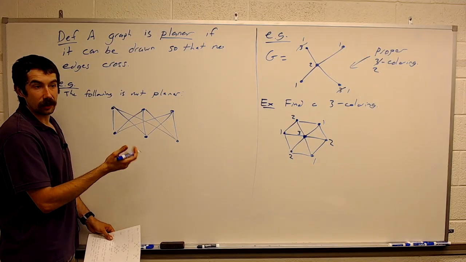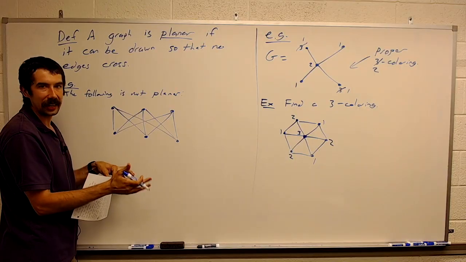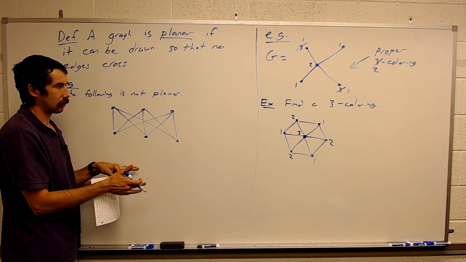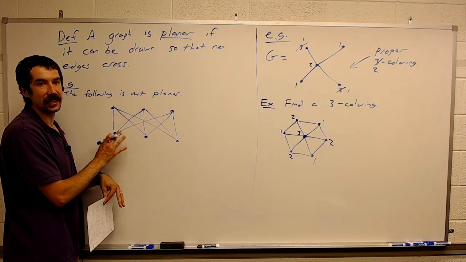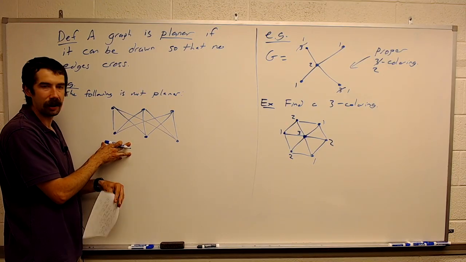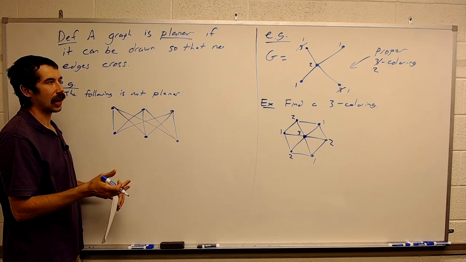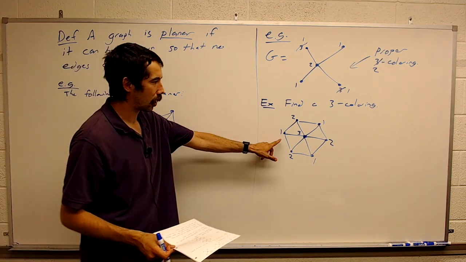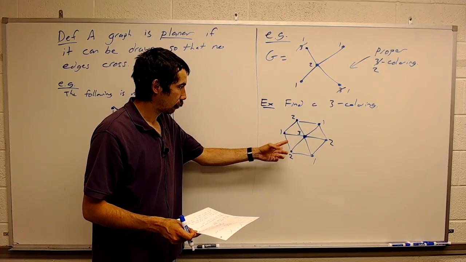All right, it is a little bit challenging to prove that you can't just rearrange the vertices and maybe get lucky and have none of the edges cross. But yeah, in this case, it is impossible to draw this graph without the edges crossing. And there's a ton of graphs that are not planar. But planar means you could draw them with the edges not crossing.